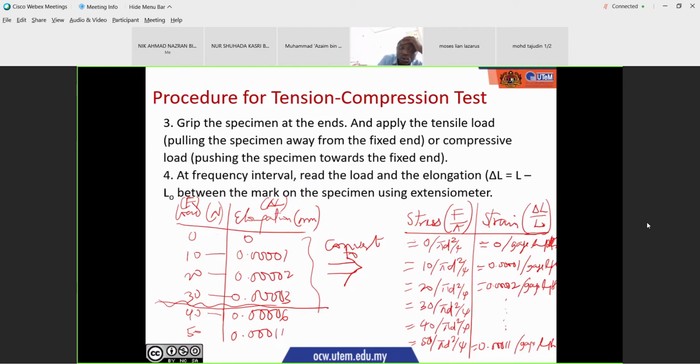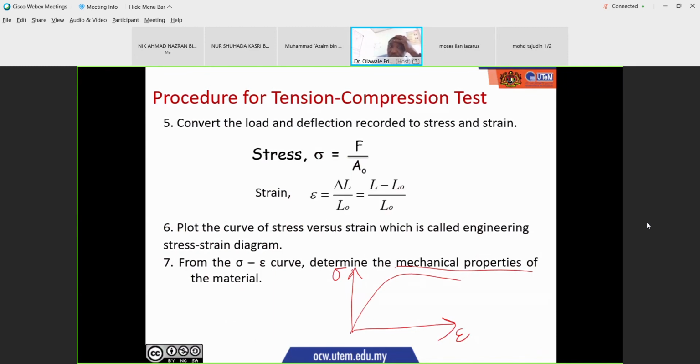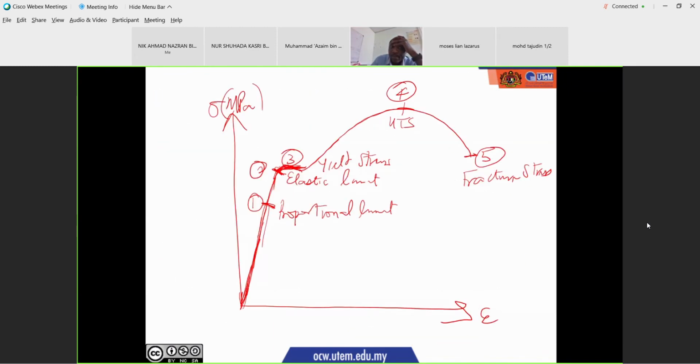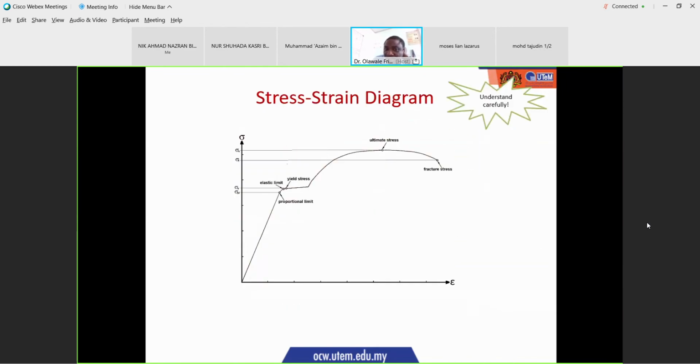Yes, I understand that. So from here to here, your stress is directly proportional to your strain. So that is your proportional limit. Then here, that is the last point when your material can return back to its original position when you take off the load. That is the maximum point where your material can return back to original position when you take off the load. Maybe I just read from your lecture note.